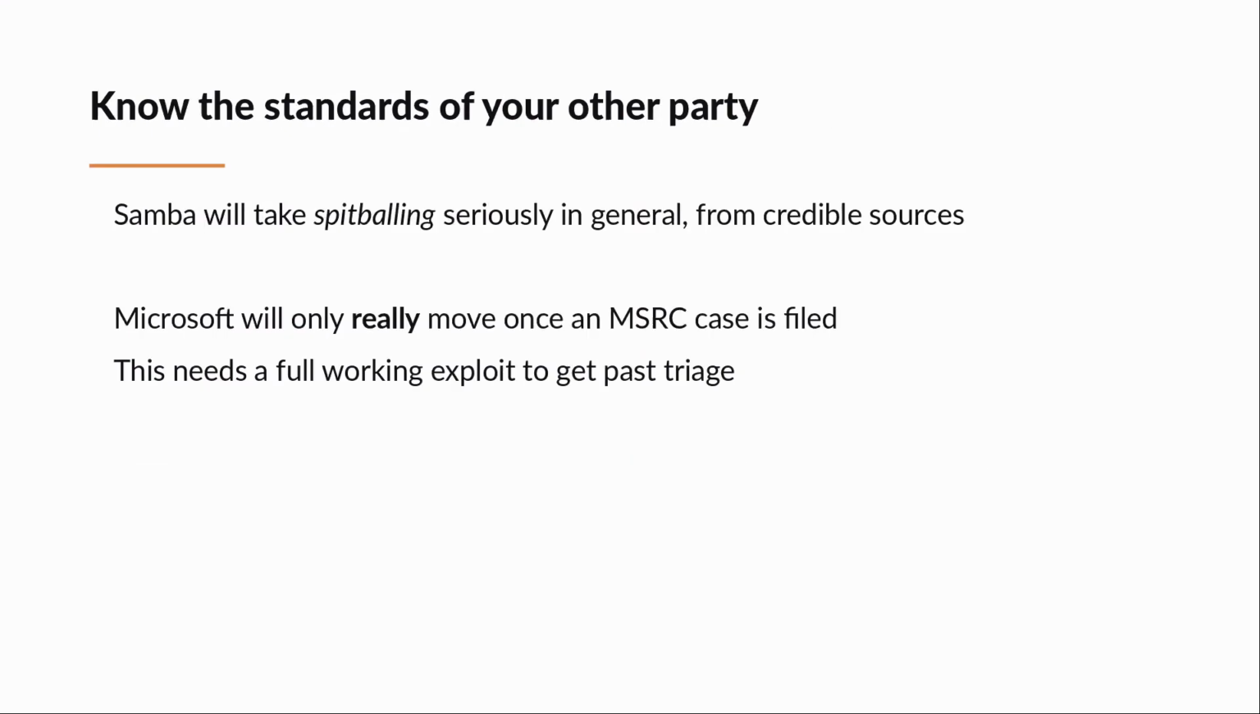The other lesson I really learned: if you come to Samba and say, look, I think this looks really dodgy over there, we will go and really look into it. But Microsoft really moves once you get a case filed with MSRC. That sets up the right processes, and a full working exploit gets past their triage much faster than just saying, look, I think this is a problem. The second lot of this was certified, and I give good credit to the other developers who did that work with Microsoft, because I just did spitballing. I was that exhausted, and thankfully they took it. But time was lost at the start by not doing this properly.